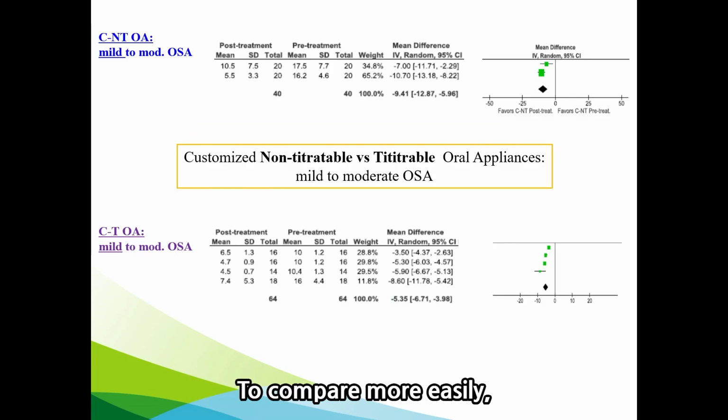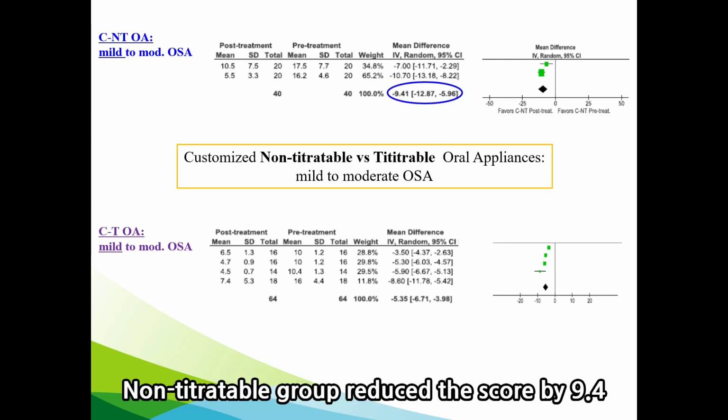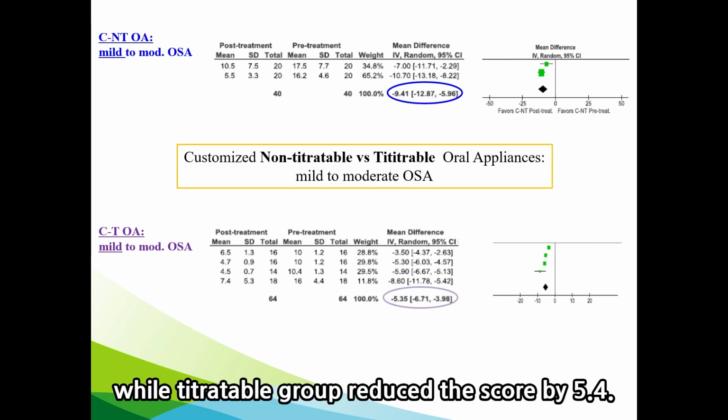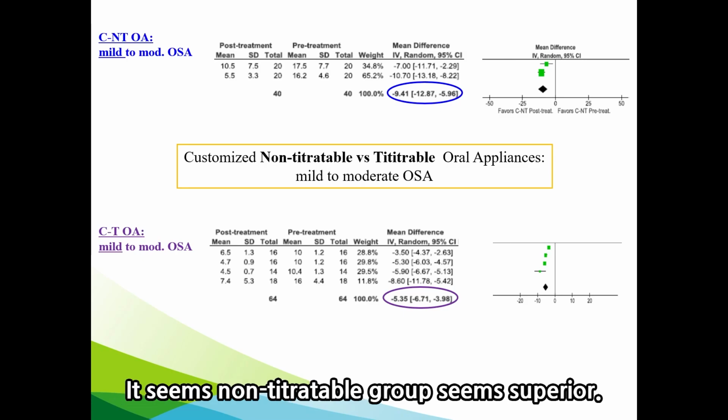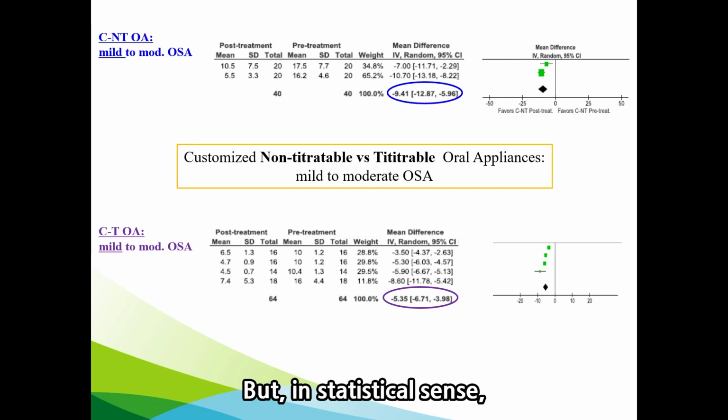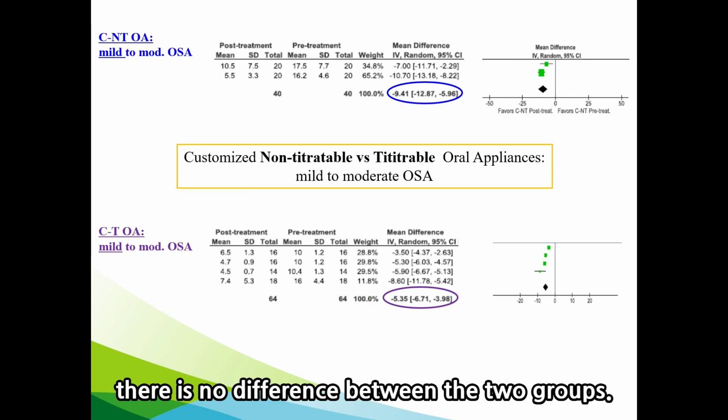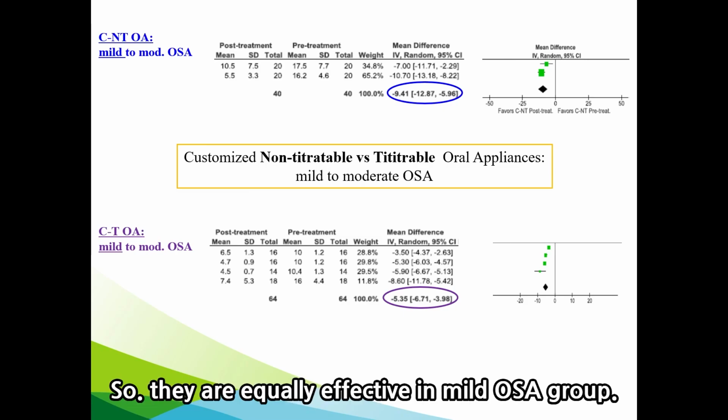To compare more easily, let's look at mild OSA group. Non-titratable group reduced the score by 9.4, while titratable group reduced the score by 5.4. It seems non-titratable group seems superior, but in statistical sense, there is no difference between the two groups. So they are equally effective in mild OSA group.